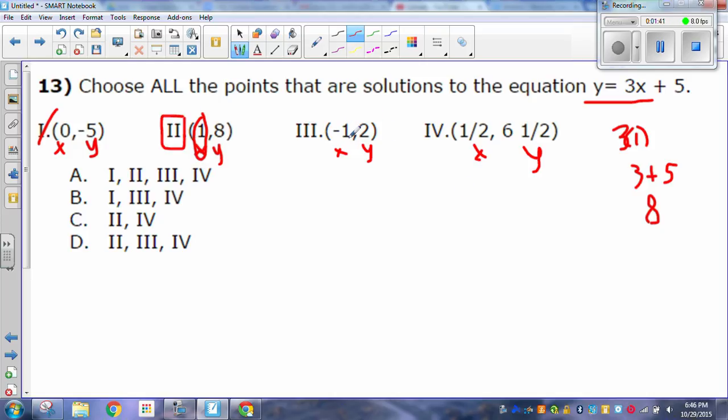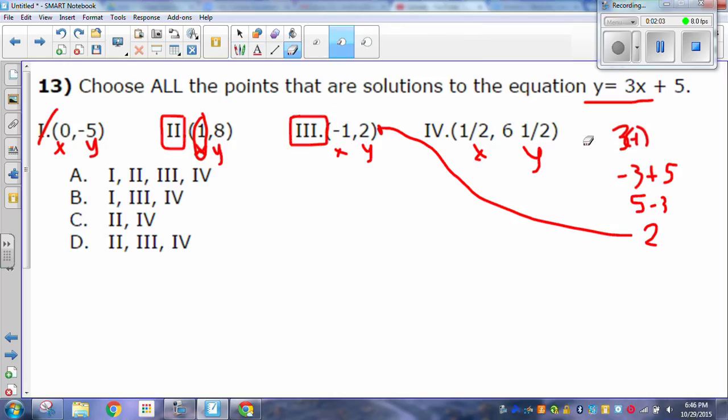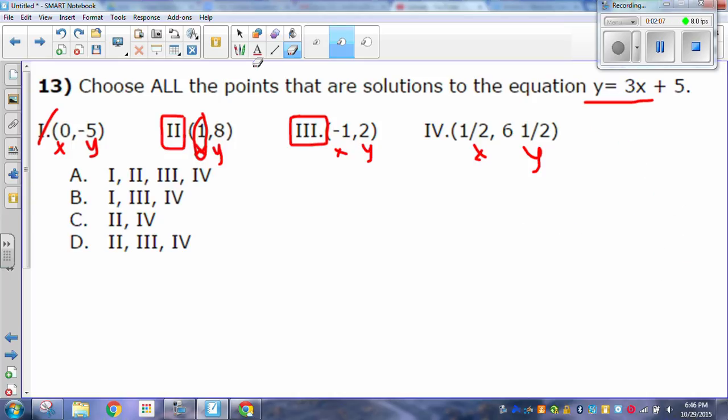Is this a solution? Well, start with -1. This time I'm going to do 3 times -1 to get -3 plus 5. Let's think about -3 plus 5 for a moment. That's the same thing as 5 minus 3, which in other words is 2, and that's exactly what we have for y, which means in addition to 2, 3 is also a solution. Awesome.